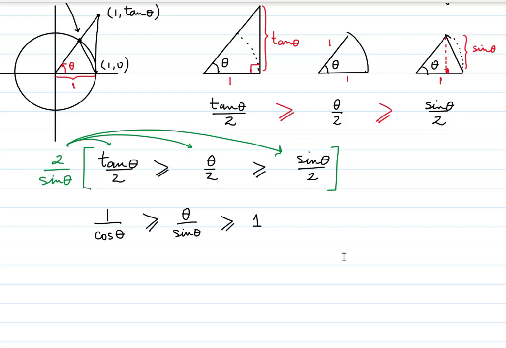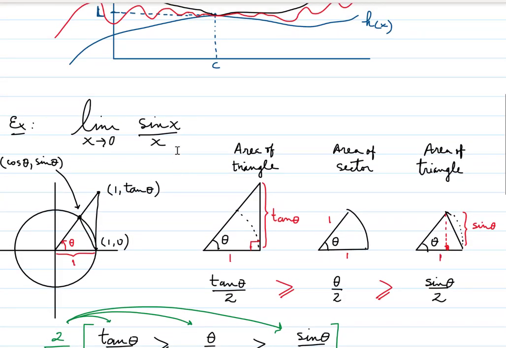automatically the inequality signs are going to change direction. So if we just take the reciprocal, switch everything here, all the 3 quantities here, we're going to get cosine theta, and now this is going to change. Now this is sine of theta over theta, and then 1 over 1 still 1, so we get our 1 there. So we finally got what we're trying to accomplish here.